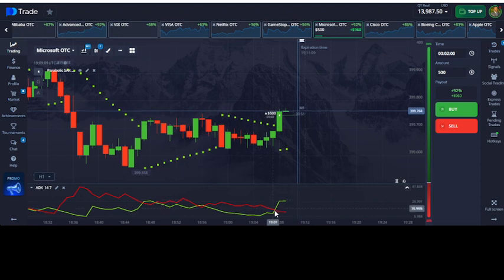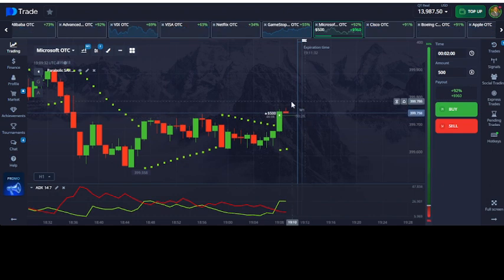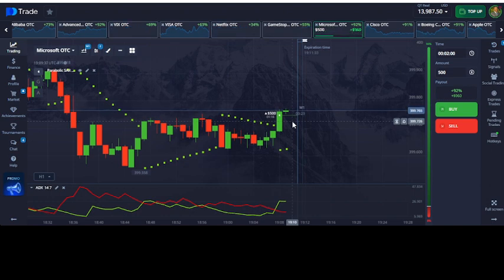In addition to that, the green plus ADX line crosses the minus red ADX line here in an upward direction. So this tells me the bulls are in control. There are more buyers than sellers at this price here, thereby pushing the price of Microsoft OTC up. So let's monitor this trade and wait for the expiration at the end of 2 minutes.